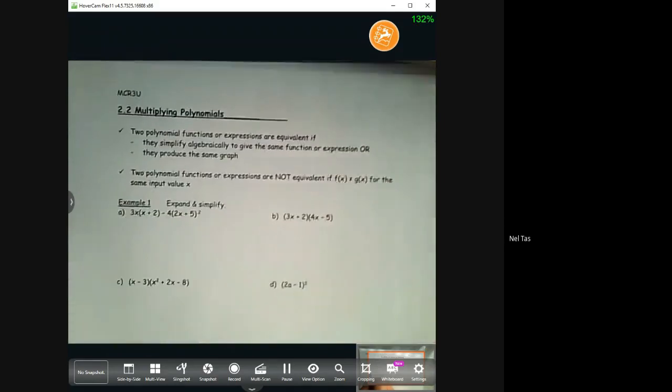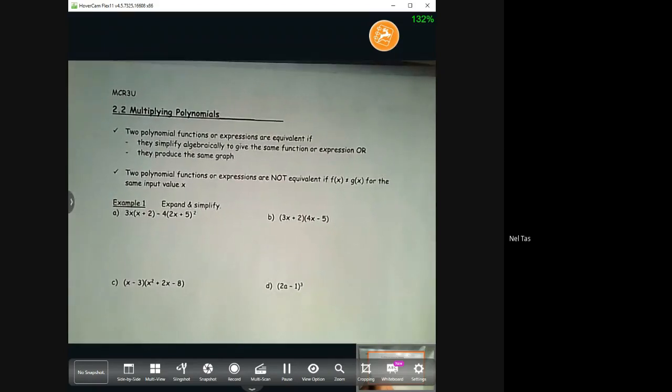Let's say you have two functions and you substitute, let's say, 2 in those two functions, and you don't get the same result. That means that they are not equivalent. Okay. So example 1, we're going to do again expand and simplify.